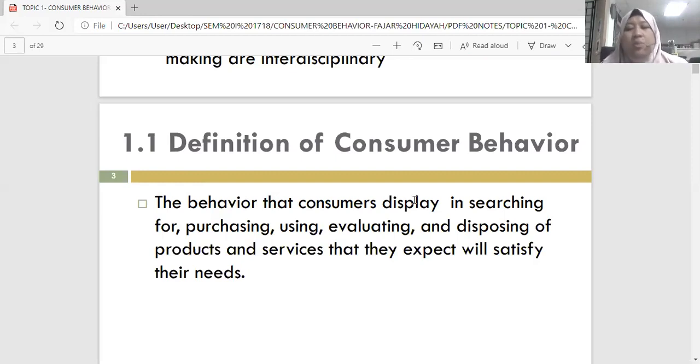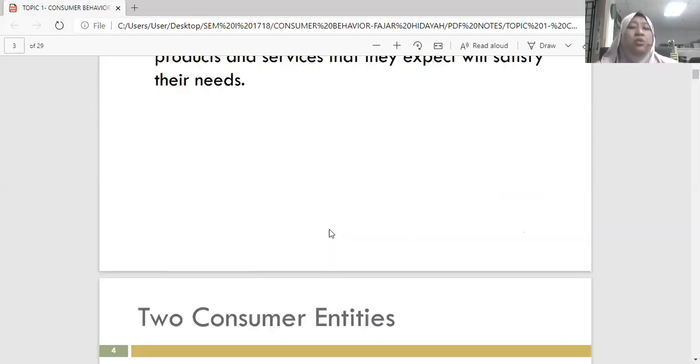And the aspects that will satisfy their needs. Needs and wants are two totally different things. Needs mean they have to fulfill their basic needs, like food, drinks, shelter, and also clothes. So we're moving to the second one.